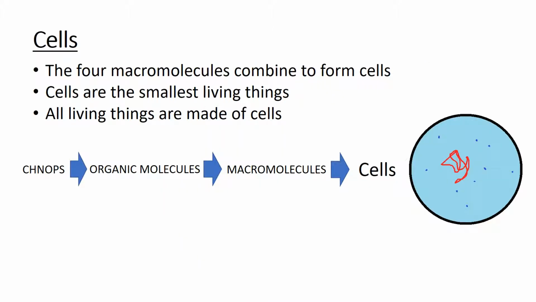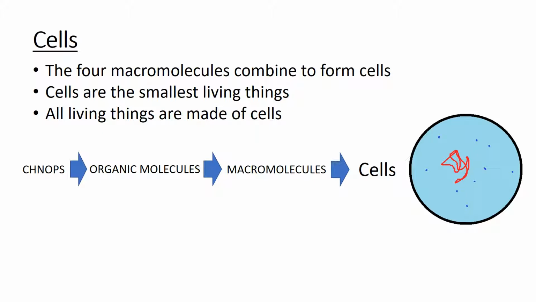Cells are made out of the four macromolecules. So the four macromolecules combine to form cells. And cells are the smallest living things. And all living things are made of cells.